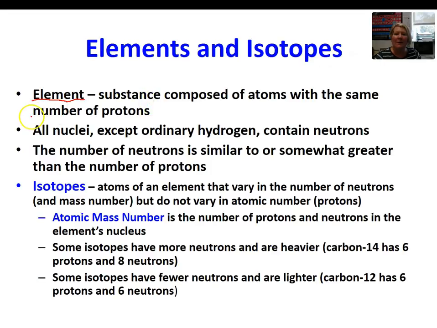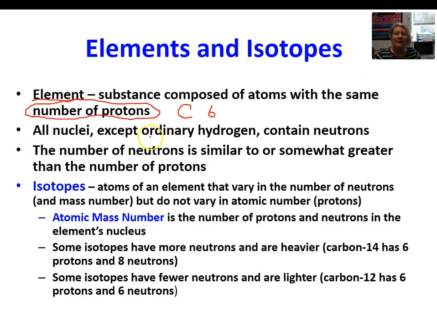For a particular element, all atoms have the same number of protons. I don't think I said that very well. So carbon, for instance, always has 6 protons. Hydrogen always has 1. So it is the atomic number, once again, that identifies what element you have.